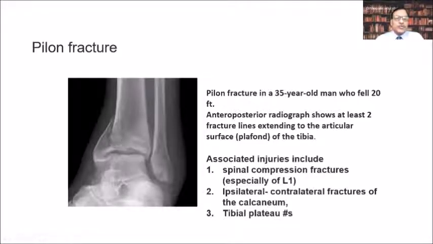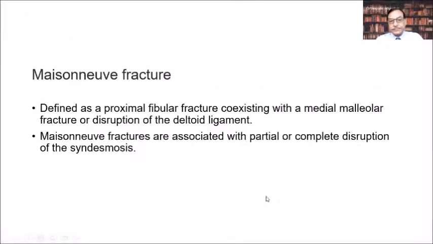Now, what could be the associated injury when you find this type of fracture on X-ray? It is our duty as a doctor to think about it and look for other injuries. There could be a spinal compression fracture, usually found at the level of L1. There could be a contralateral fracture of the calcaneum, or on the same, ipsilateral side. And usually there could be a tibial plateau fracture, which involves the knee joint.